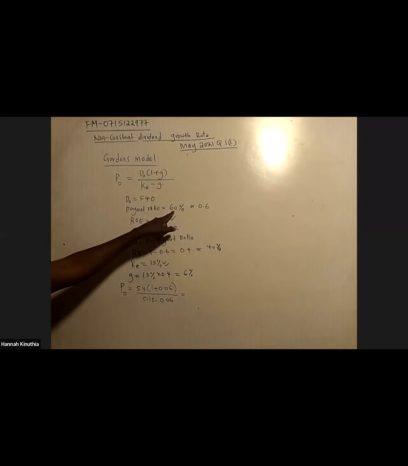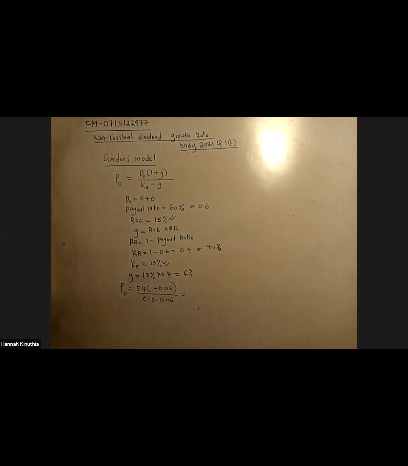Ati, that's the growth rate. Oh, growth rate is 15%. So the growth rate is equal to return on equity, which is 15%, times the retention ratio. So retention ratio is what remains. So 60% is what we pay. How much remains? 40. 40 is 0.4. Are we okay? Okay. Yeah.